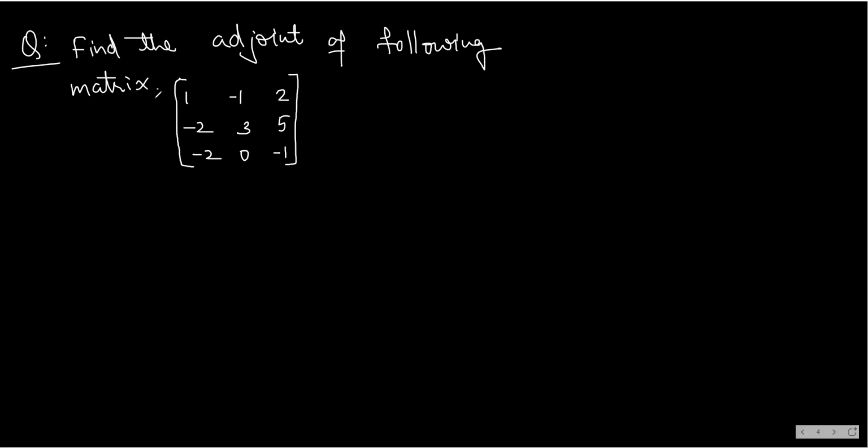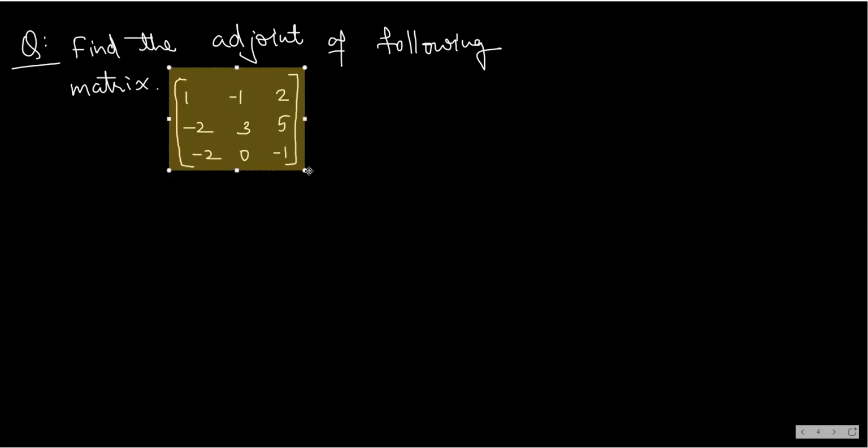So here we have a question in which we have to find the adjoint of a matrix, and the matrix is this. It's a square matrix of order 3. The question goes as follows: find the adjoint of the following matrix. We have to get the adjoint of this matrix. Okay, it's a 3 by 3 matrix.